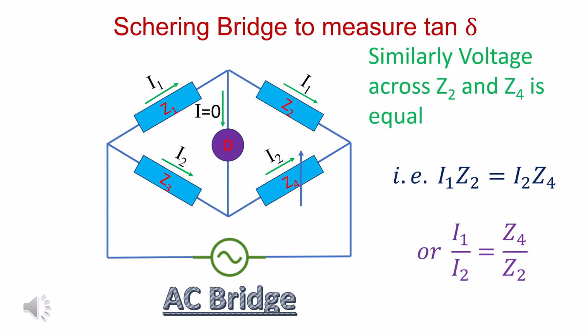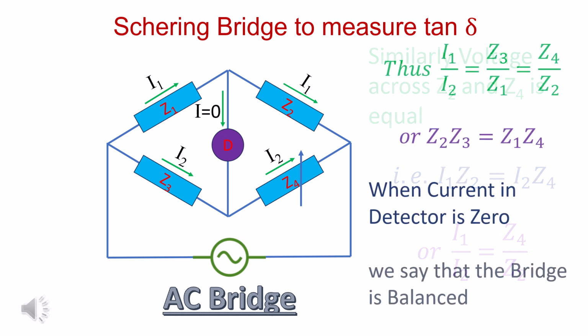Similarly, voltage across Z2 and Z4 is equal. That is, I1 Z2 is equal to I2 Z4, or I1 by I2 is equal to Z4 by Z2. Thus, I1 by I2 is equal to Z3 by Z1 is equal to Z4 by Z2, or Z2 Z3 is equal to Z1 Z4. When current in the detector is 0, we say that the bridge is balanced.